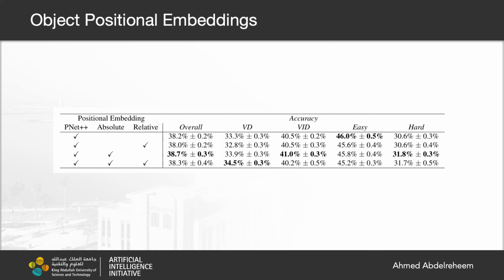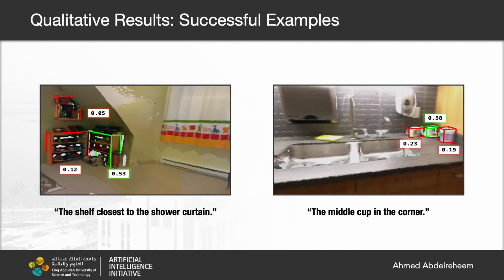The results suggest that PointNet++ conveys the positional information, however, adding explicit absolute positional embeddings improves the performance in the hard contexts. Here are some qualitative examples based on our best performing model.